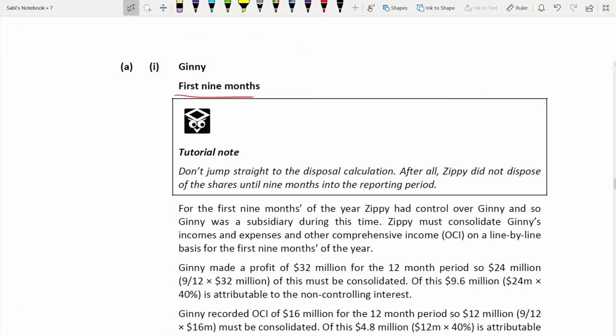I hope you can understand now, right? So don't jump straight to the disposal calculation. After all, Zippy did not dispose of all the shares until 9 months into the reporting period. Please understand. Reporting period means it is asking for 30th June 2006. So that means from 1st of July 2005 till 30th June 2006. This is the whole 12 months.